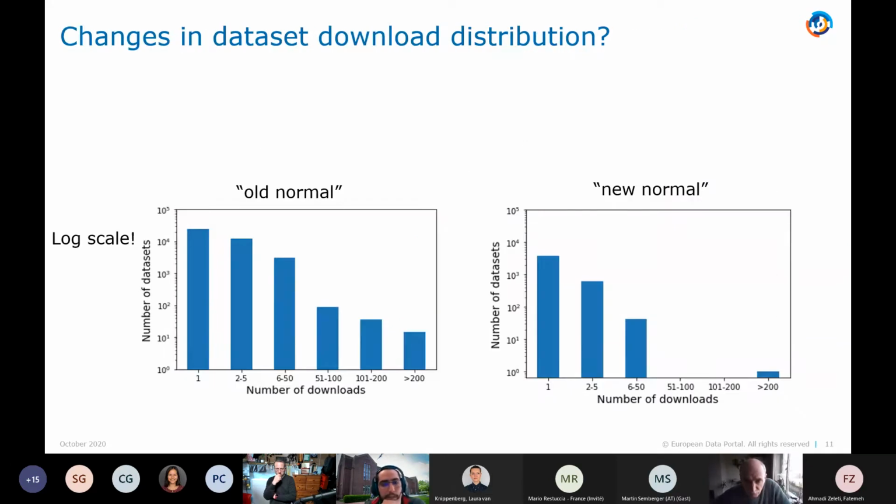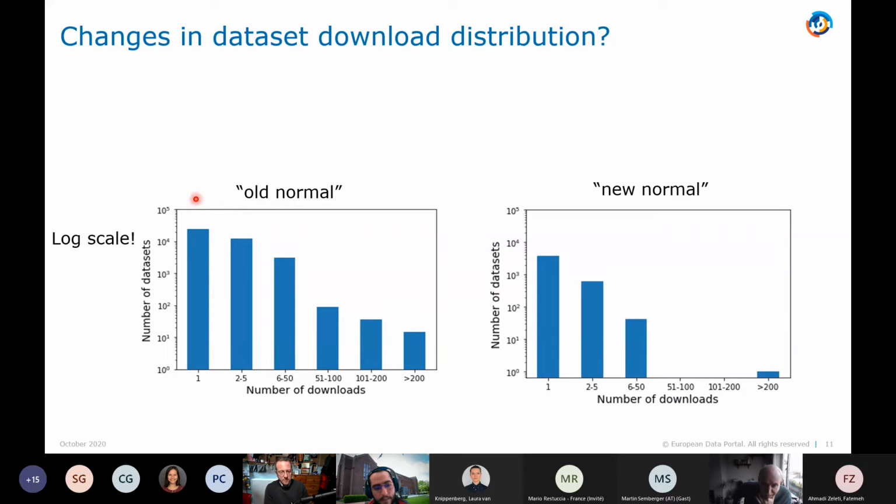Another question we ask is if there was a change in the dataset download distribution, how many times datasets were downloaded. So we have here again the comparison between the old normal and the new normal periods. This is a log scale here between the number of datasets and how many times they were downloaded. So bear in mind that this is a logarithmic scale.